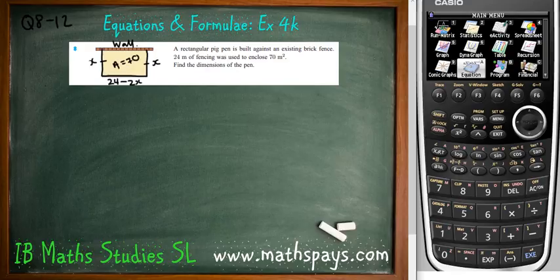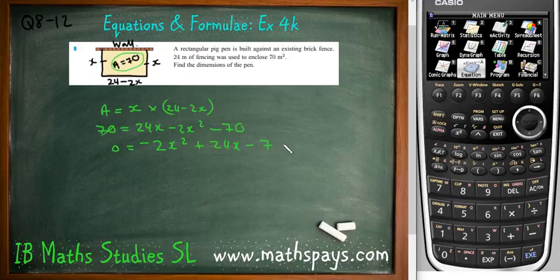Now the reason we do that is because we want to link that to the area, because that's the value that we've been given. Now we know that the area is side times side, right? I've got to put that in brackets. We know that the area is 70. If I expand it out, I get 24x take away 2x squared. I want to let it equal 0 because that's how we know we can solve our quadratics. We get negative 2x squared plus 24x minus 70.